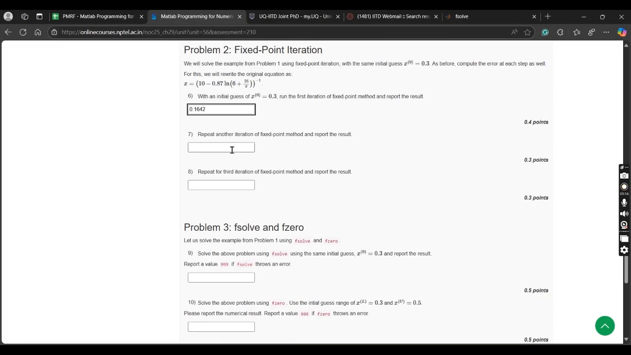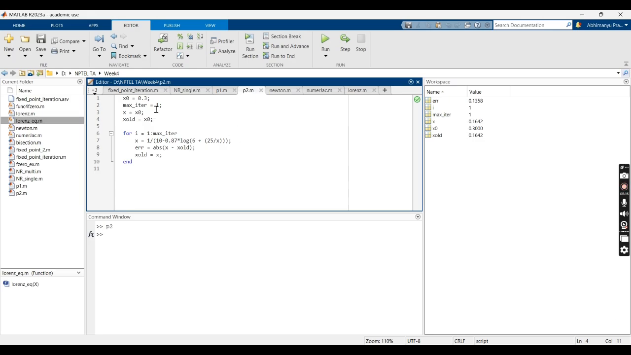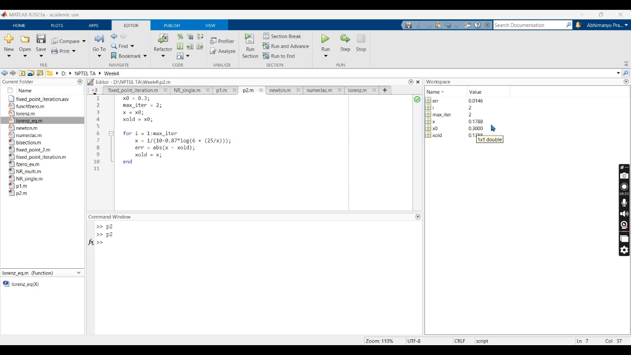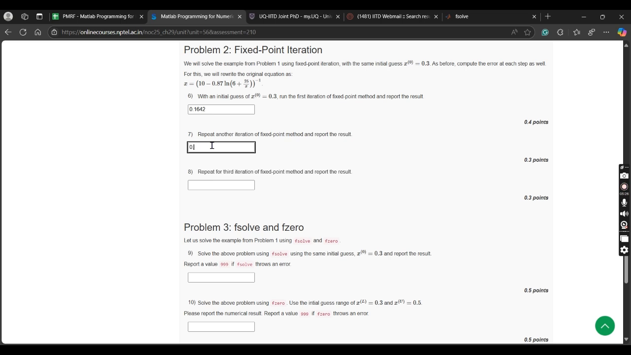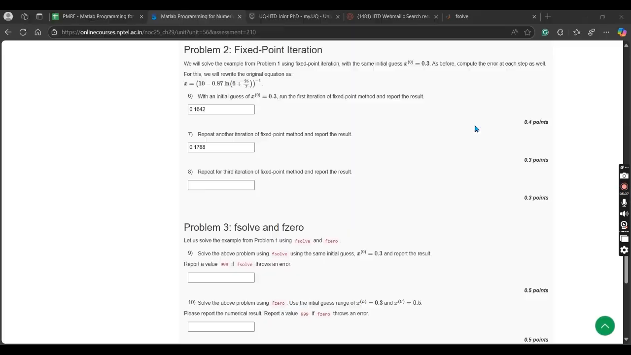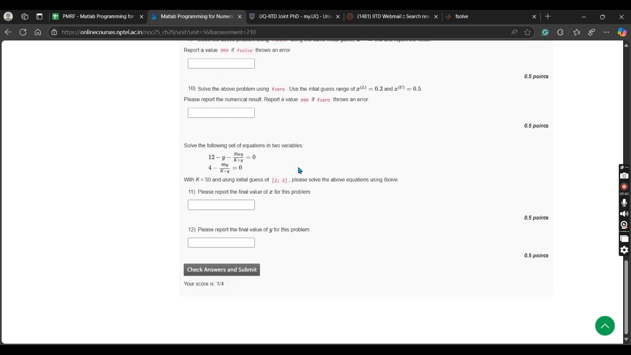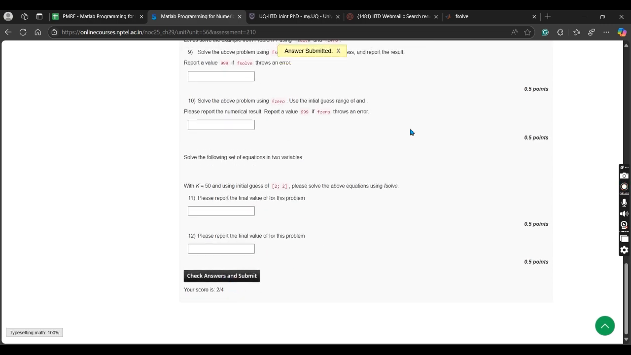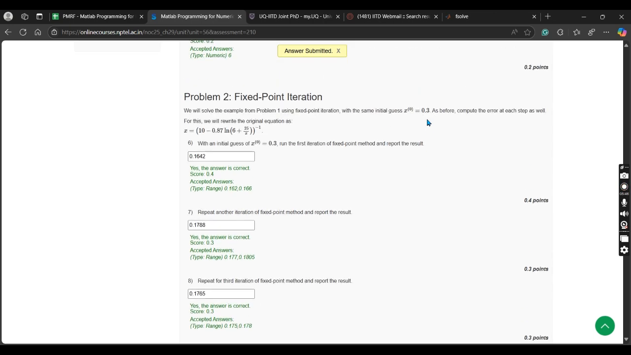After another iteration, report the result. So this time for two number of iterations, I'm getting 0.1788. And third iteration, so we just run it for three number of iterations. I'm getting 0.1765. I will check this. So 2 by 4, this is correct.